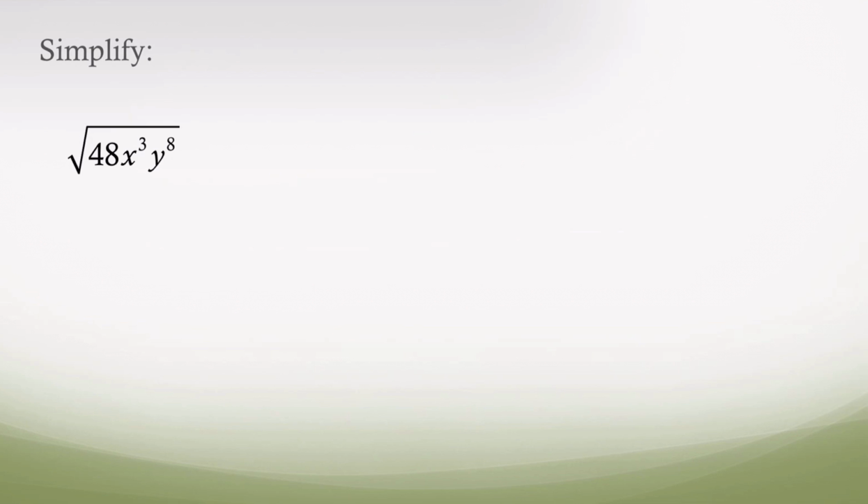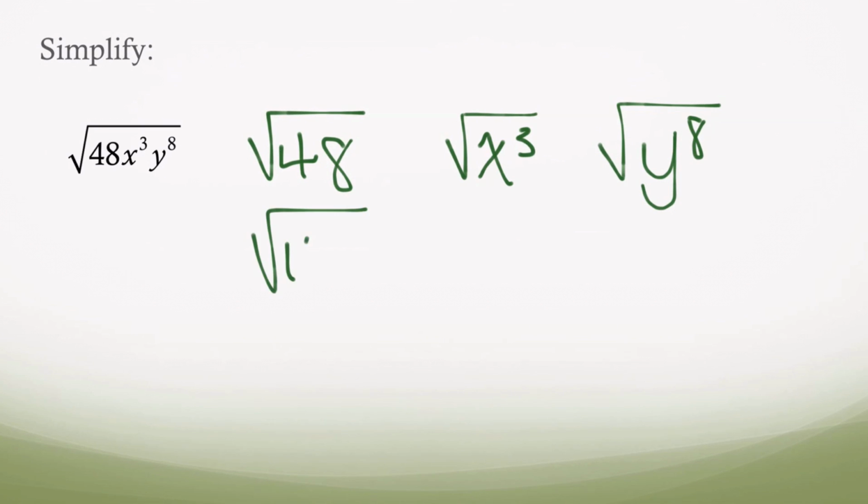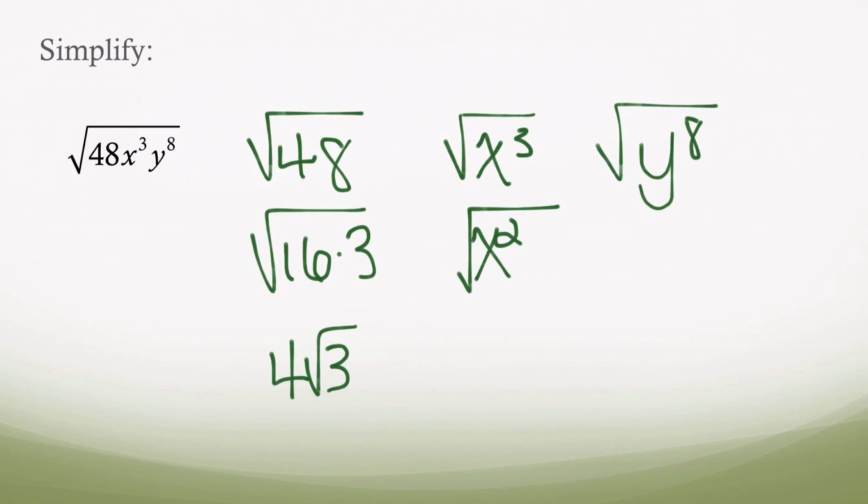Let's try this one. 48x cubed y to the 8th. So I have the square root of 48, the square root of x cubed, the square root of y to the 8th. So 48 is the square root of 16 times 3, which is 4 the square root of 3. The square root of x cubed, square root of x squared times x, because we always pull off one of those x's as our remainder. The square root of x squared is x. I have a leftover square root of x.